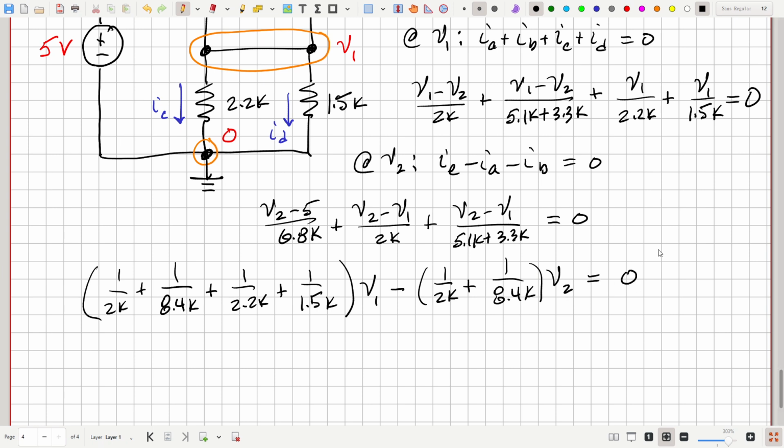That's our first equation. And our second equation here, let's see, the V1, we've got these two terms here, which is the same as this.